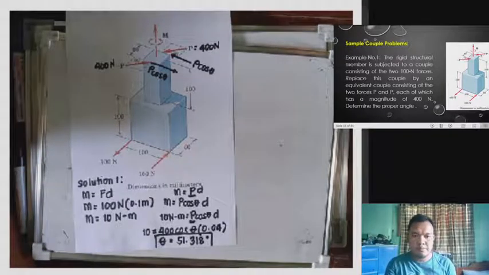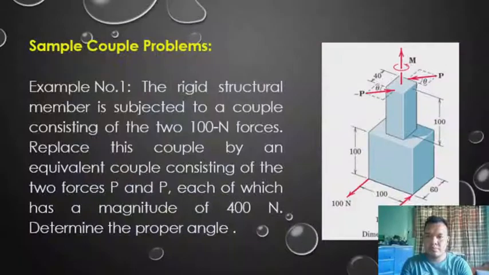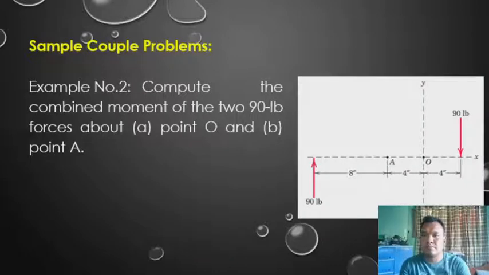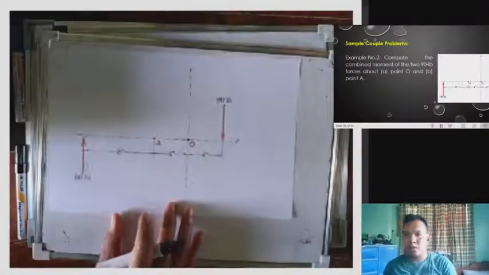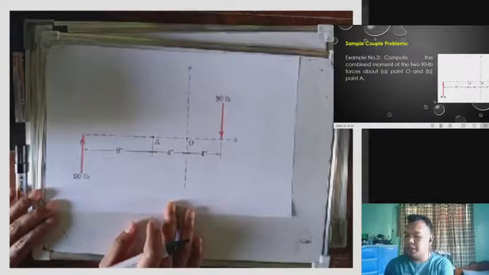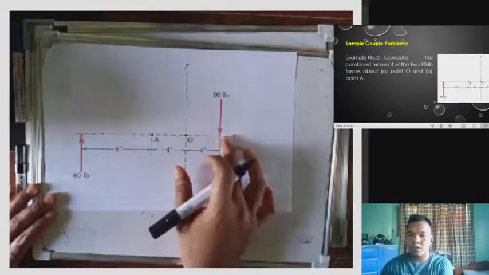Okay, so next problem po tayo. So we have here example number 2. Compute the combined moment of the 90 pounds force about point O and point A. So pinapahanap daw yung moment nitong dalawang force na to, no?